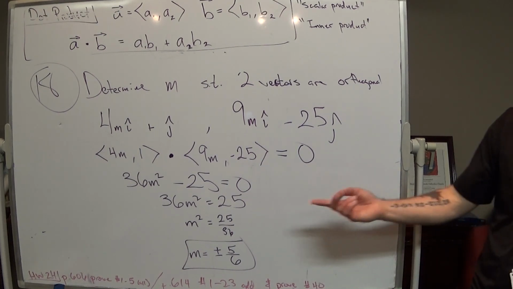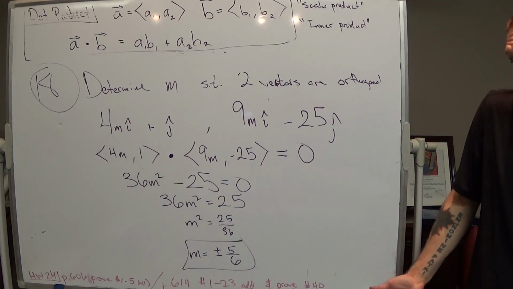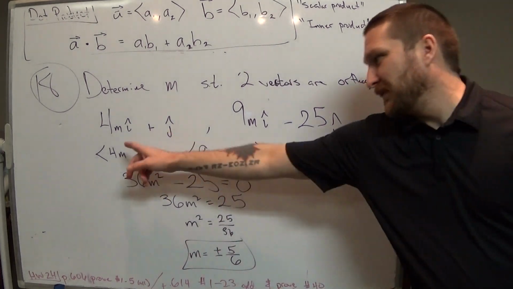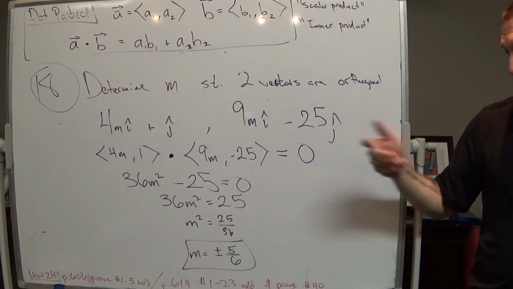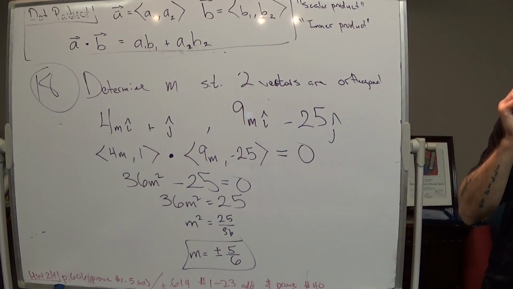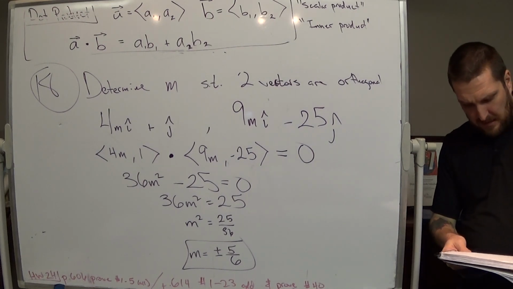Because what's going to happen? If it's both negative, then when you multiply the two negatives together, it'll be positive. You'll end up subtracting off 25. It should work out. So, yeah, I think that's it.